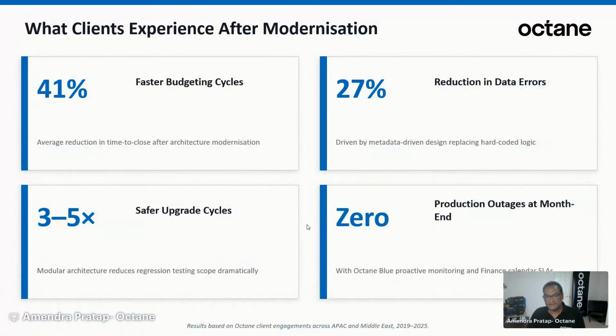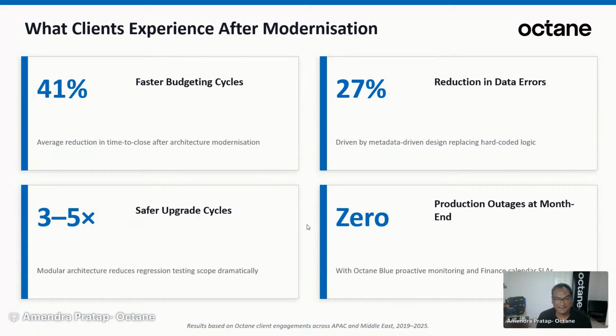For the number of clients that we've taken through this, these are some of the very, very compelling stats. So you will see faster budgeting cycles. This also goes for the month end as well. So if you're using TM1 extensively for your month end reporting and things like that, you will see extensive speed in how the month end is being done.